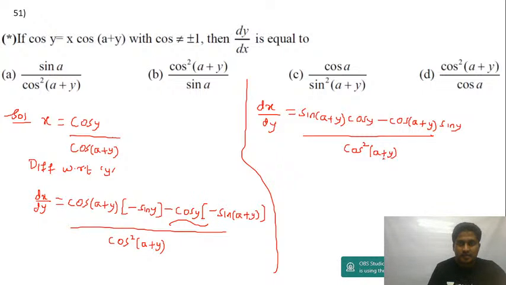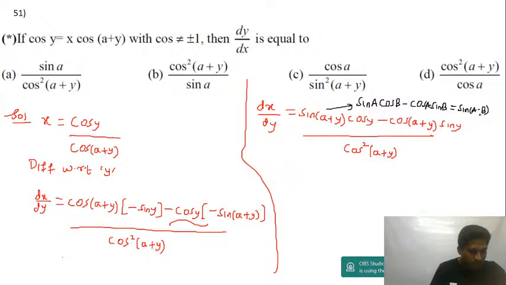Right, now this numerator is of the form sin a into cos b minus cos a into sin b. Sin a cos b minus cos a sin b is of the form sin of a minus b, is it not? So if I use that compound angle formula, this can be written as dx by dy.